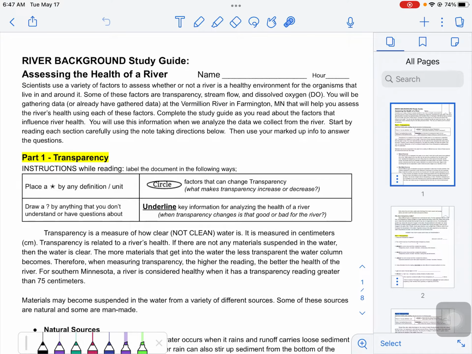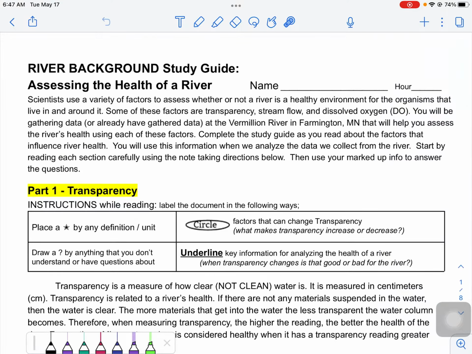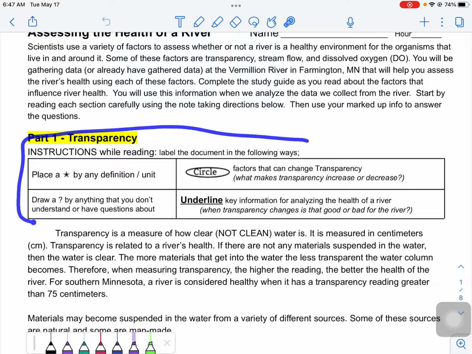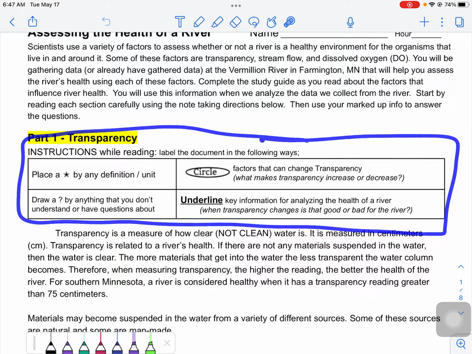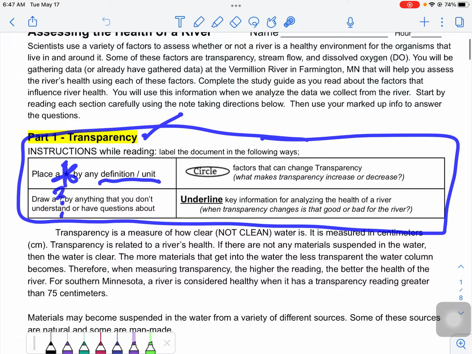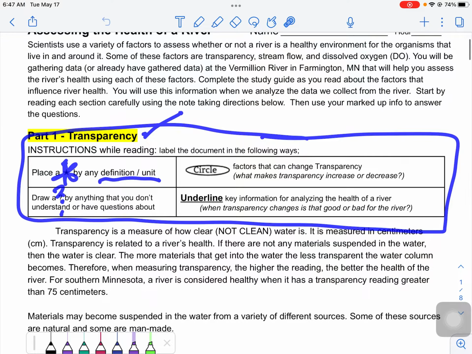So we're starting now at transparency, but all of these are identical. They all start out with the same instructions. So as you're reading through, when we come to the definition of transparency, we're going to give it a star. When we're coming by something we're not sure about or we don't understand, we're wondering about further, we'll put a question mark. Things that can change transparency, so make our factor increase or decrease, we're going to circle up.